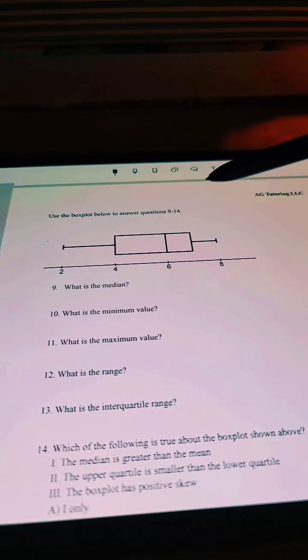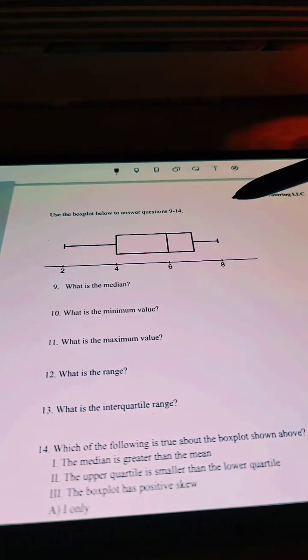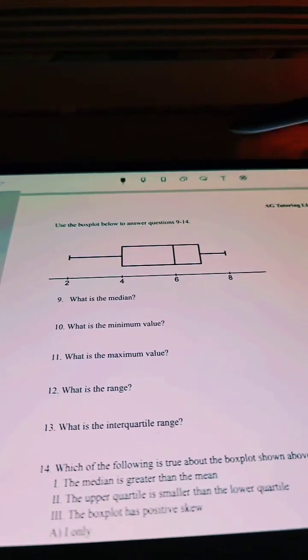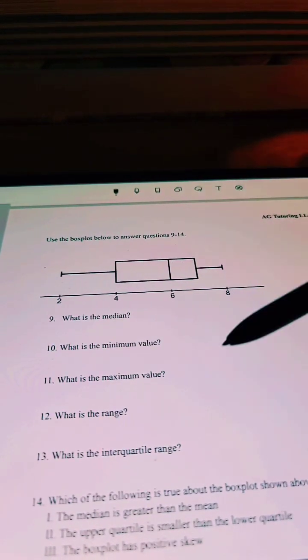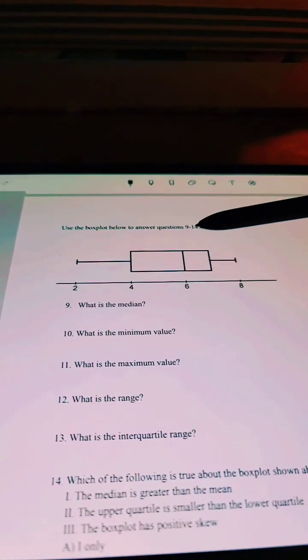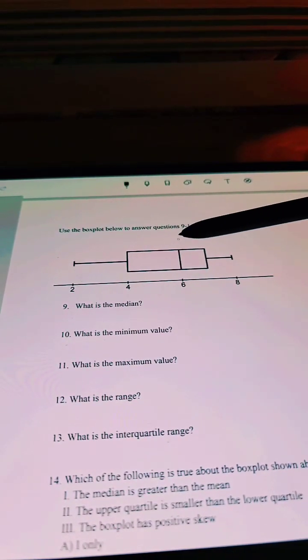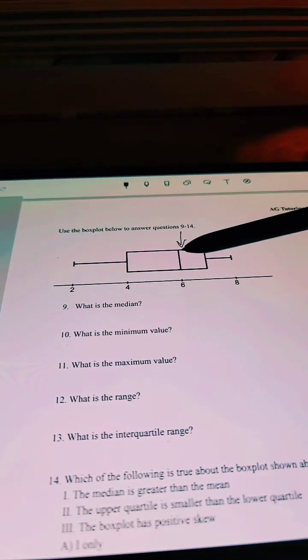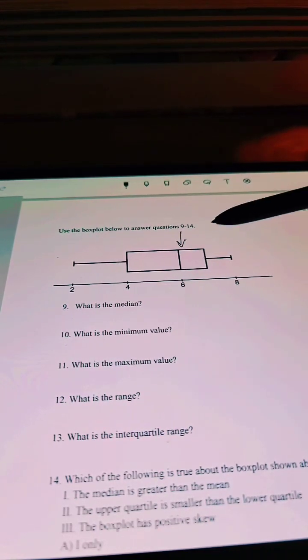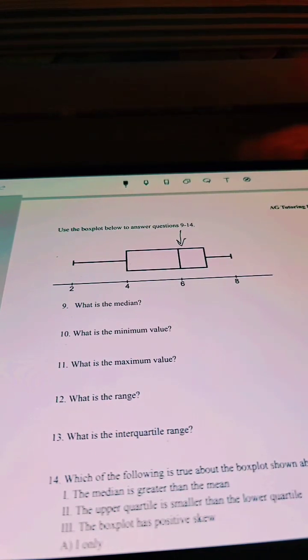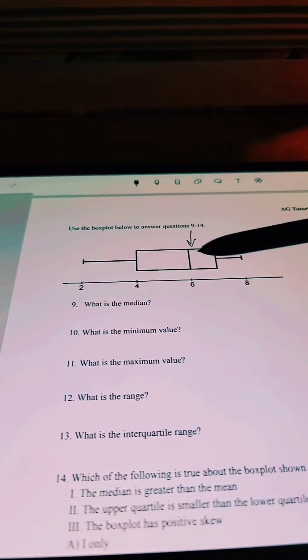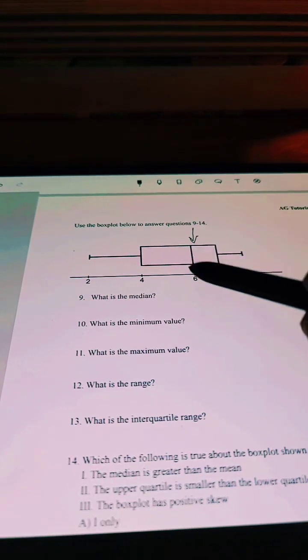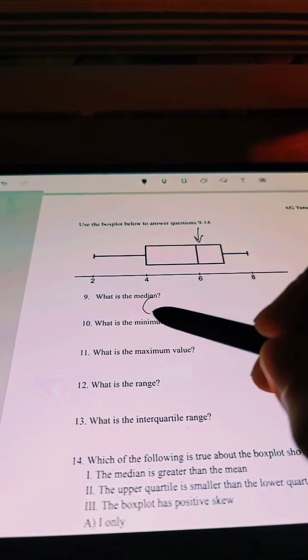So use the box plot below to answer questions 9 through 14. What's the median? Now, these questions are not in the typical format. It's just really good review of several topics really fast with box plots. So median is going to be the little line inside the box plot. So where does that line go to? The 6. So the median is 6.